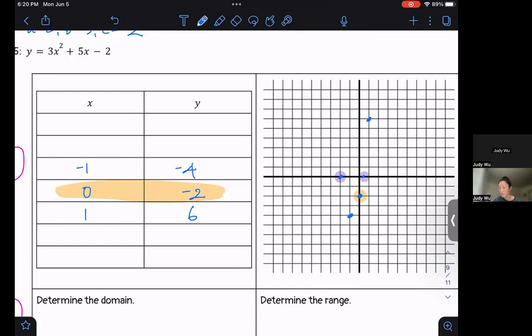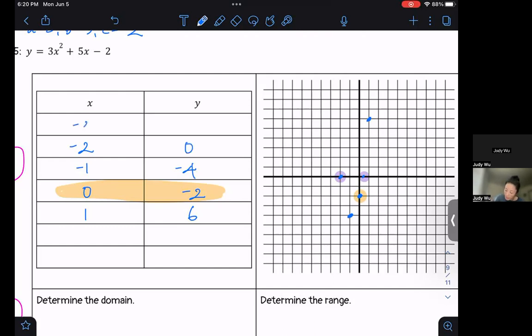Let's plot maybe one more point here, okay? And I'm going to suggest that we try negative 2. Let's see what we get when we have negative 2, okay? So if I put negative 2 into my equation, I am going to end up with, oh, sorry, we already have negative 2 at 0. That was one of our x-intercepts.